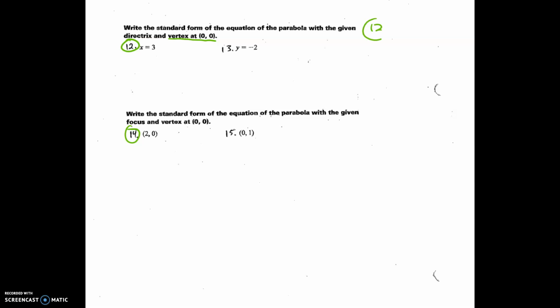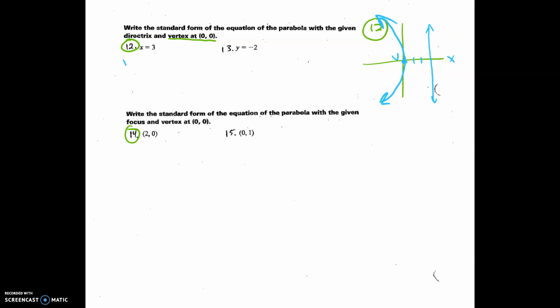So for number 12, we're just going to do a quick little sketch here. Sometimes that helps. It helps me. So here we go. Vertex at 0, 0. I'm going to put a V there for vertex. And then x equals 3. Remember, this is the x-axis. So 1, 2, 3. So x equals 3 is a vertical line. So here's the vertex. Here's the directrix. And I realize that because I know the parabola opens away from the directrix, I know it opens to the left. Well, that tells me 2 things. It tells me that y is squared and p is negative.